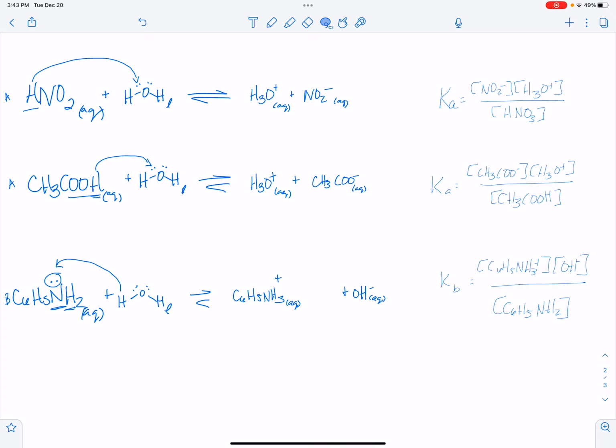All this is set up the same. The whole reason why water isn't in it is because it's considered a pure liquid. There's so much water in there, and then you just add a little bit of acid. So it's pure water. That's the reactant in that case. But this is being added as aqueous HNO2, and it becomes aqueous in the solution. So all of this should look familiar. It's all products over the original reactants.